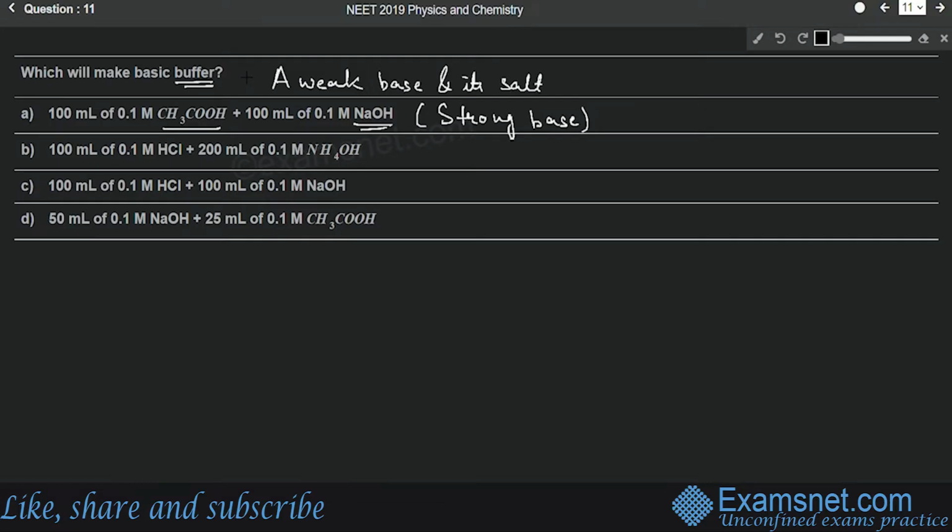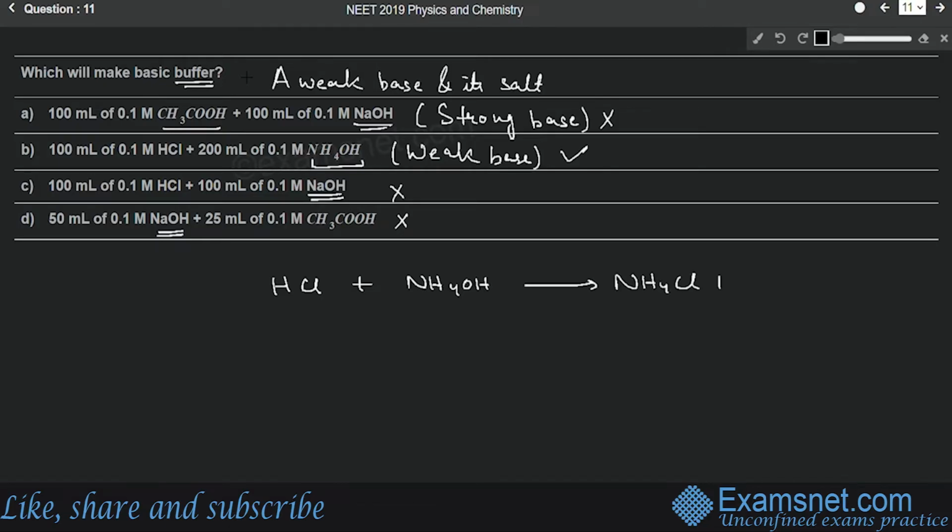So this is not the correct answer. Similarly, in the third and the fourth one also, the base is sodium hydroxide, which is a strong base. So again, these cannot be the correct answer. The only possibility is that option B is the correct answer, because it has ammonium hydroxide as the base, which is a weak base. Therefore, option B will be the correct answer here. But still, let's have a look at the reaction. So we have HCl plus ammonium hydroxide, and it will give us ammonium chloride plus water.